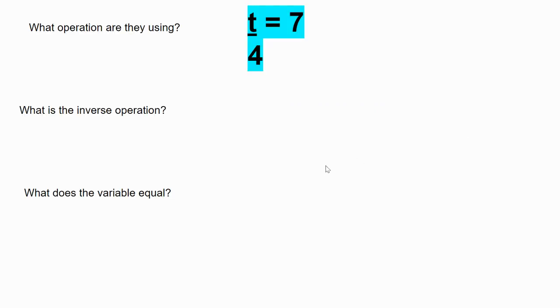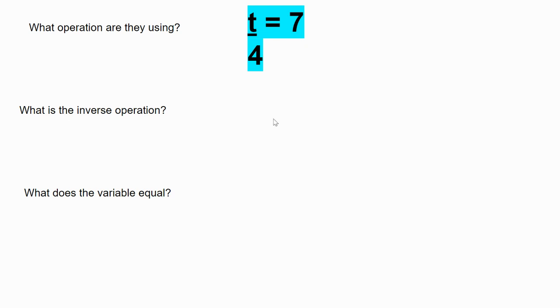The last problem I'm going to do in this video is a division problem. So I did an example of an addition, a subtraction, a multiplication, and here's division. We have t divided by 4 equals 7. So what operation is this? Division. Awesome. So then what would the inverse be?